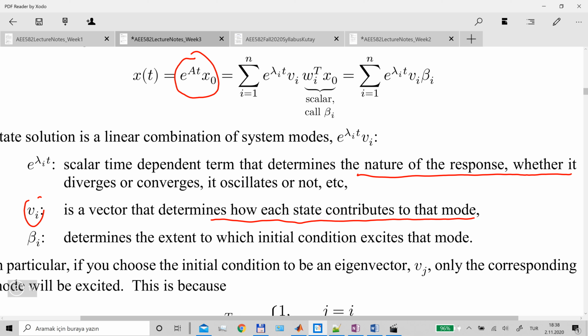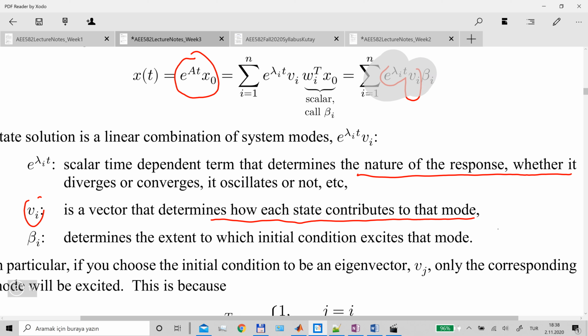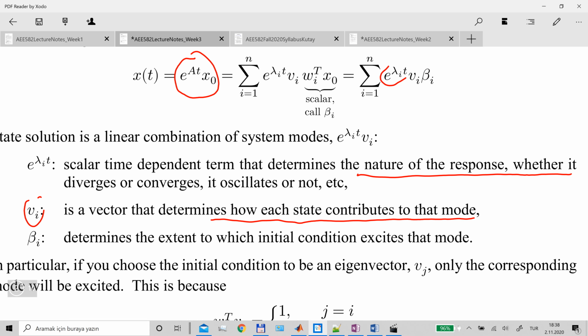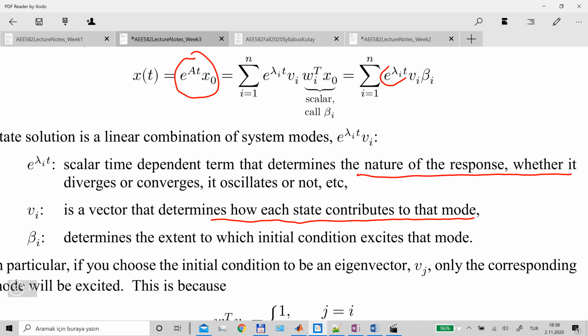So let's say you have a divergent mode, and you will see which state variables will be diverging; the eigenvector will tell you that. Or you have an oscillatory mode. Again, which of the state variables will be oscillating will be determined by the eigenvector. And then beta i is a scalar that determines the extent to which the initial condition excites that mode. So how your initial condition excites the modes will be determined by the scalar beta i.